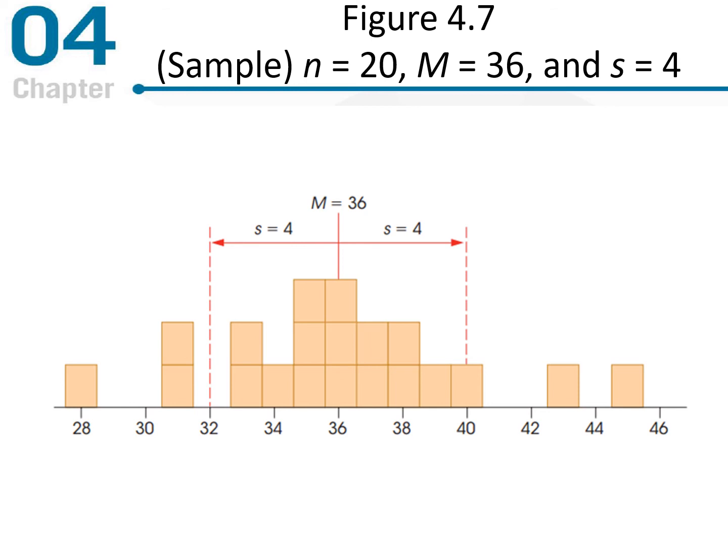The standard deviation is 4. And most of the scores in a normal distribution are going to fall close to the mean, especially between plus or minus 1 standard deviation. And you'll learn more about this in chapter 5 when we do z-scores and the normal curve.